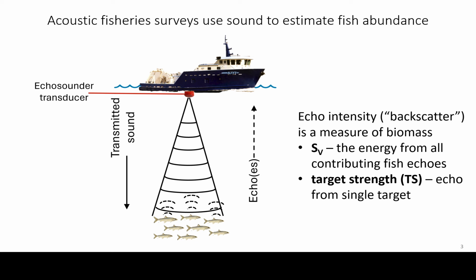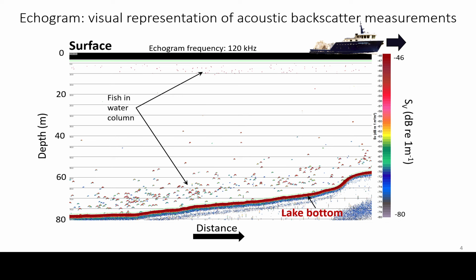And an example of this echogram here, you see the vessel moving from left to right across your screen, traveling, covering a certain amount of distance. The y-axis is the depth of the lake, with the surface on top and about 80 meters depth of the lake bottom. This dark red is the acoustic return from the lake bottom. And you can see scattered fish targets deeper in the water column as well as up towards the surface.